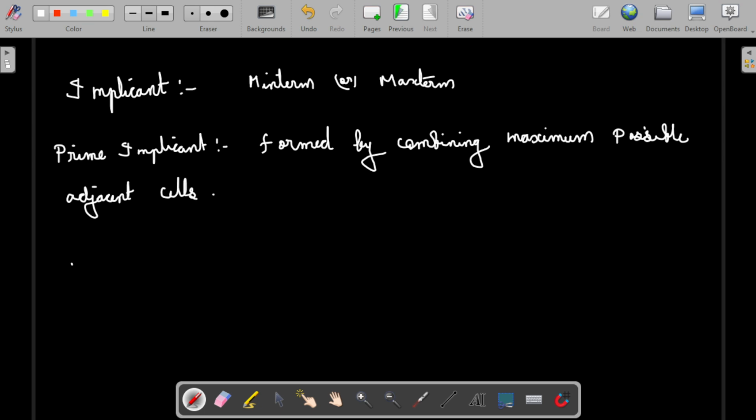Okay, so essential prime implicant. This is quite confusing, so please listen to the definition carefully. Essential prime implicant.